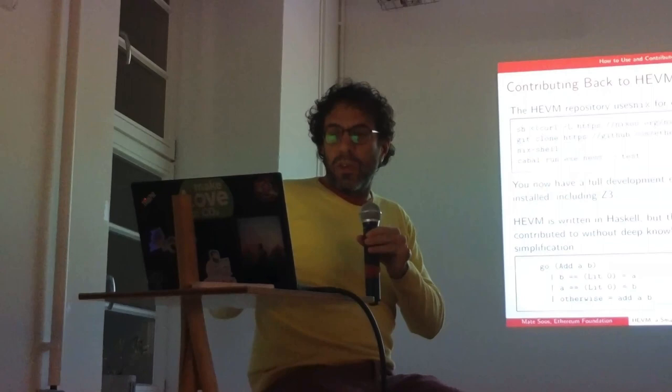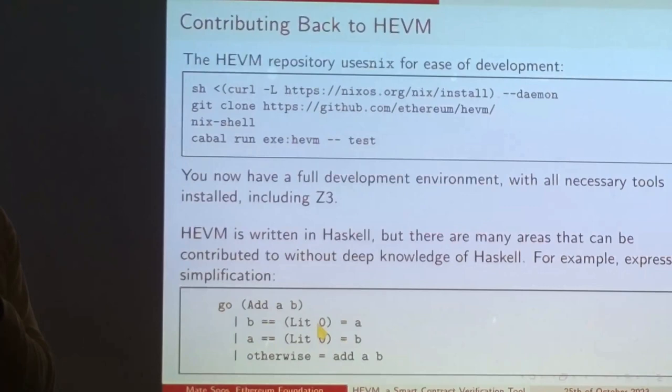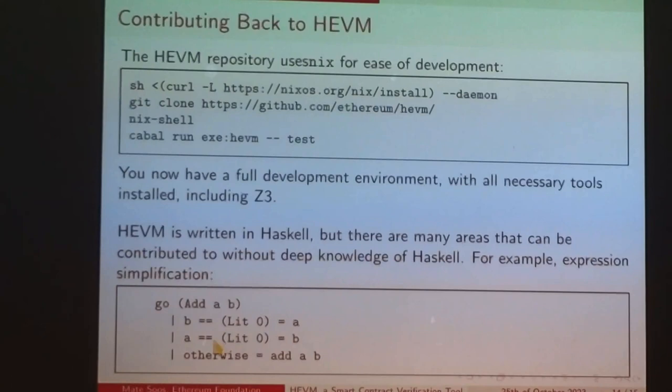Maybe I just want to show you at the very bottom what kind of things are possible to do in case you want to improve the performance of HEVM. It's not as complicated as it seems. For example, this is nothing but a rewrite rule. It says that if you add zero to a number, then of course it will be the original number. So in this case, we're adding A and B, and if B is zero, then it's just A, and if A is zero, then it's just B, and otherwise it's A plus B.